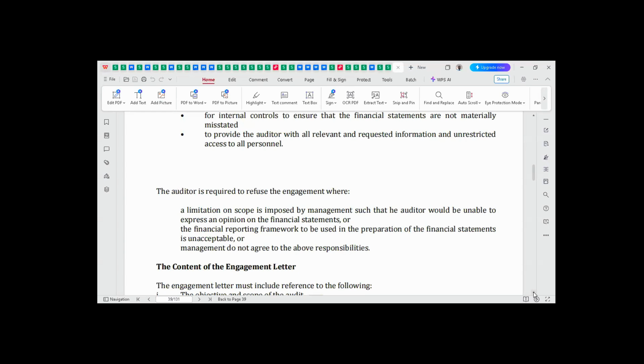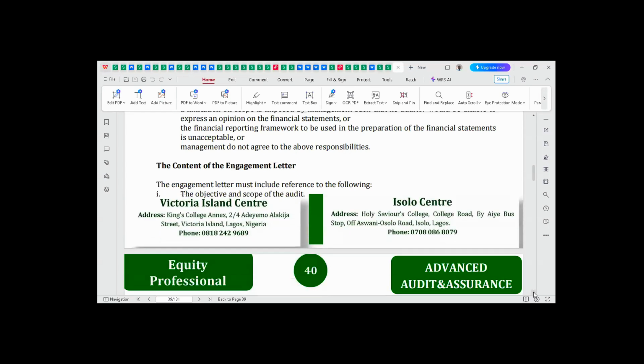These are what we mean when we talk about the ISA 210. These are all what I just explained now, and what you are going to be expected to know in that standard, okay? I hope that is clear. Any question? Any comment? Any observation? Are we good to go? Good to go, sir. All right, thank you.